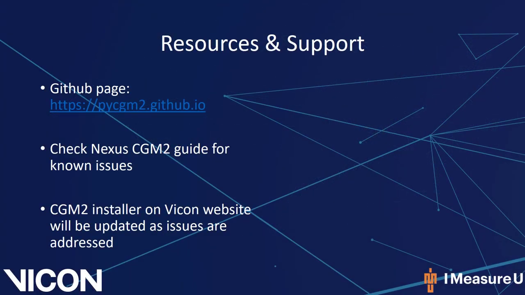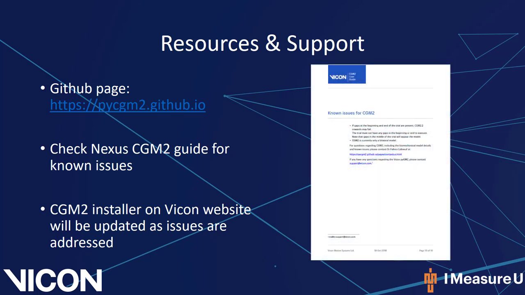As mentioned earlier in this video, the main resource for these models will be the GitHub page. While support and validation of these models will be handled by Fabian, Vicon continues to work very closely with him to make the models as easy as possible to implement within Nexus 2. As we are made aware of Nexus 2 integration issues, we will document them in the last section of the CGM2 user guide. The model, and thus Nexus CGM2 installer, will be periodically updated to address these issues, so please make sure that you have the most up-to-date version of the installer and that you make yourself aware of this section within the guide.